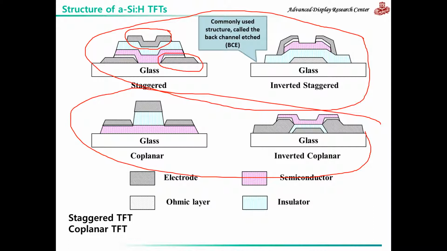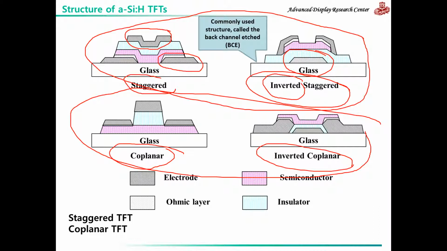Now, if the gate is located at the bottom, the structure is referred to as inverted. So we have staggered and inverted staggered. We also have coplanar and inverted coplanar. Now, what do we use to classify these TFTs? It is simply the position of the gate metal with respect to the source and drain metals.